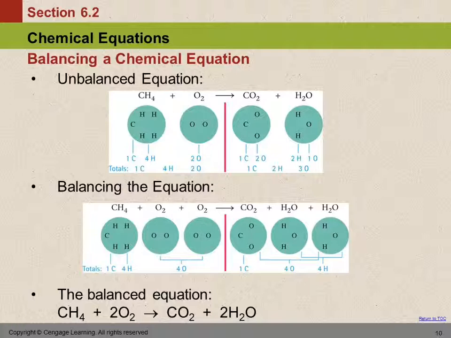So we need to balance the equation to account for all the atoms that are present in the reactants and the products. The reaction does what it does. We are just describing what happens. So when we look at these totals here, we see that we don't have enough oxygens in the reactant to account for the oxygens that show up in the product. So if we put in another oxygen molecule, now we have a total of 4 oxygens.